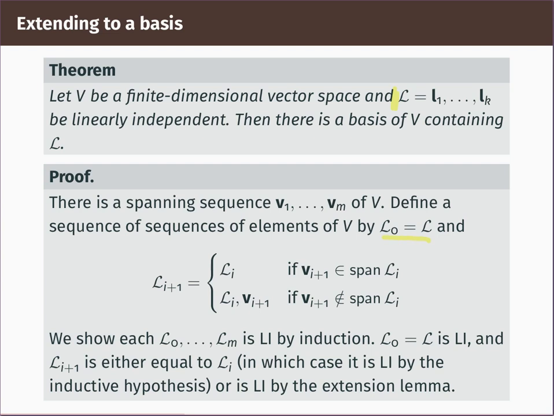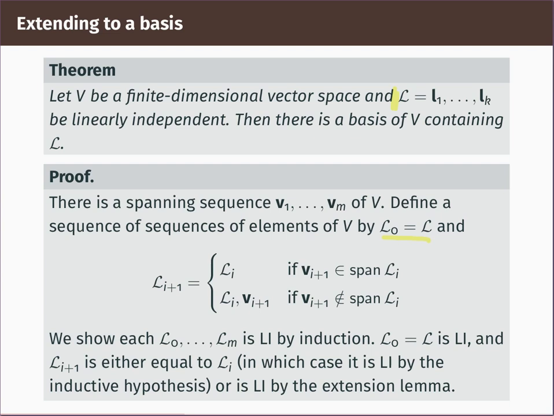So L(i+1) is equal to one of two things, or two cases in the definition. If v(i+1) is in the span of Li, then we just let L(i+1) be Li again. On the other hand, if v(i+1) is not in the span of Li, then we let L(i+1) be the sequence you get by taking Li and adding v(i+1) on the end. So L0 would be L, and L1 would be either L again, or L followed by v1, and so on.